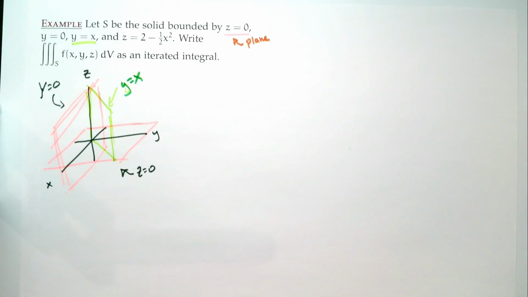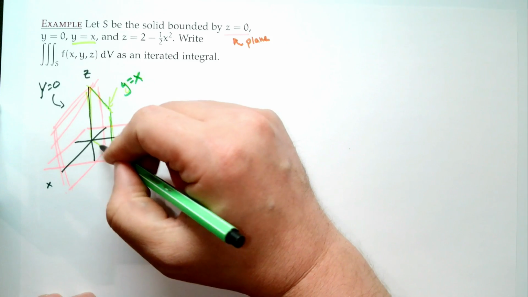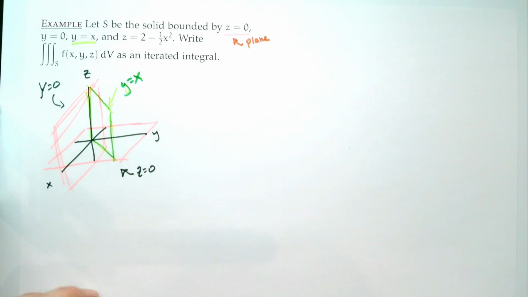We've got 3 planes coming together. Now, are we done? Well, no, one more to go. But so far, we're feeling pretty good. Our last one, z equals 2 minus a half x squared. Well, let's think about that. First off, notice it only involves x and z. So one way to think about it is, let's start in the xz plane. And in the xz plane, what do we look like?